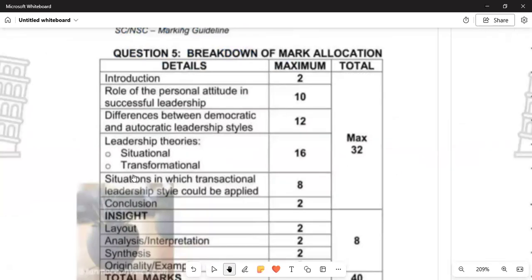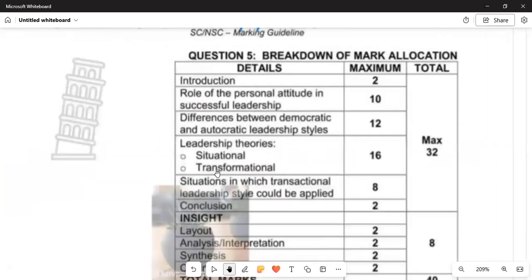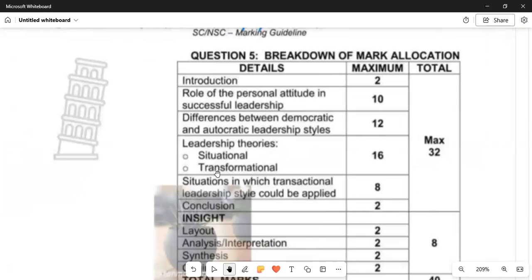Okay, now this is the end of question 5. This is the breakdown of it in terms of the marks. Remember that for the introduction, you are allocated 2 marks. The role of personal attitude in successful leadership is for 10 marks. The differences between democratic and autocratic leadership styles are for a maximum of 12 marks.